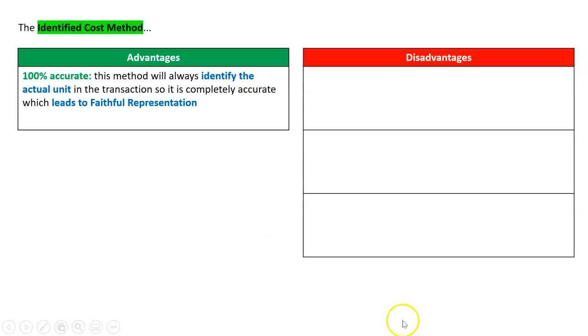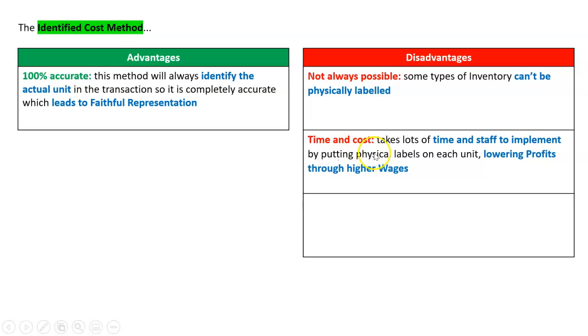What are the disadvantages? There's a few. 1, it's not always possible. Some types of inventory can't be physically labeled. If I'm a petrol station, or if I'm Kmart, for example, lots of inventory, high turnover inventory. Or maybe it's fruit and vegetables where you literally can't put a sticker on it. Time and cost. Putting all those identifying marks on the inventory takes time and staff to implement. What does that incur? It incurs wages. Wages lower your profits, so it's not good.